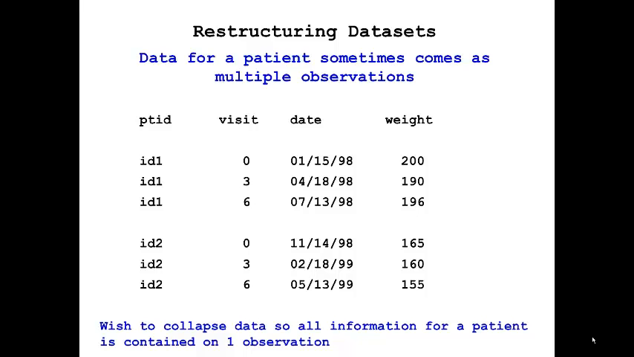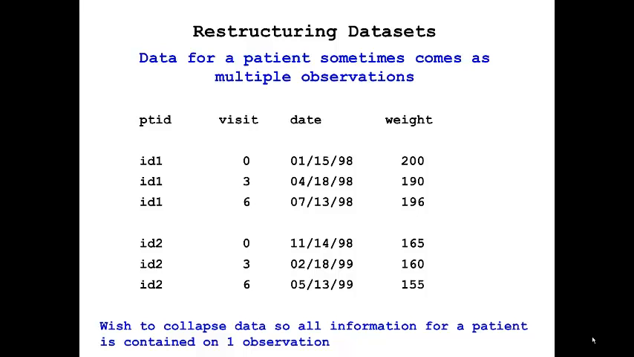But what if we want to compute the average weight across visits, or the change in weight between 2 visits? Well, to do that, all the weights for a patient have to be on the same observation. So we need to have a way to restructure the dataset so that all the data for a patient is on the same observation or row.